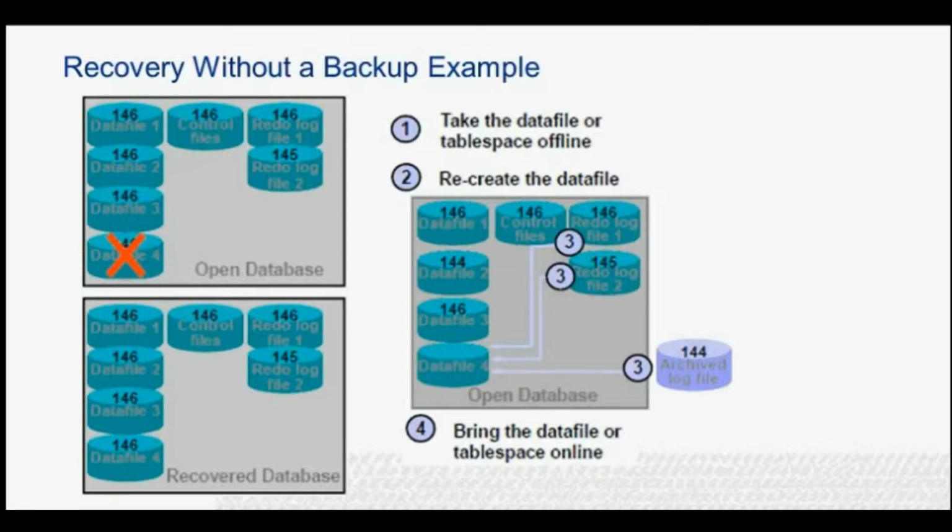First, if the database is closed, then mount the database, take the data file offline and open the database. This allows users who do not need that tablespace to work on the system. If the database is open, take the data file or tablespace offline. Now, if the database is open, the immediate option must be included to avoid the database writer trying to write to a file that does not exist. Alter tablespace, then the tablespace name, offline immediate.